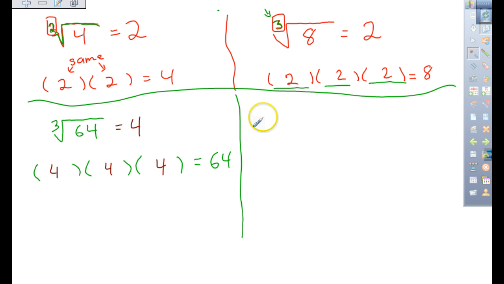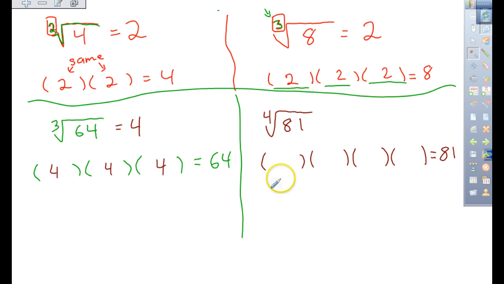Okay. How about the 4th root of 81? Not the square root, but the 4th root. So what times itself 4 times, all 4 the same number, equals 81? 3. Is that true? So 3 times 3 is 9, this 3 times 3 would be 9, 9 times 9 is 81. So yeah, the 4th root of 81 is 3.